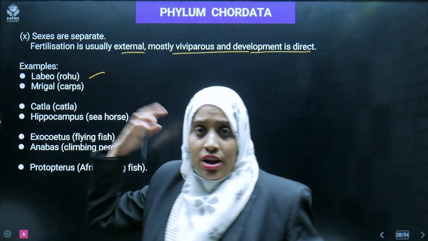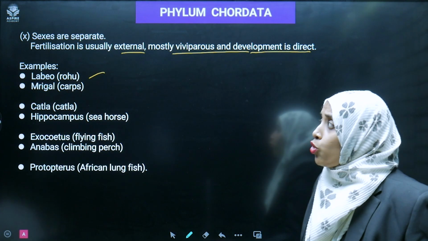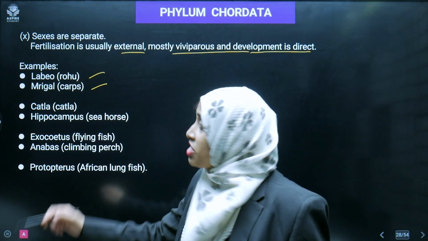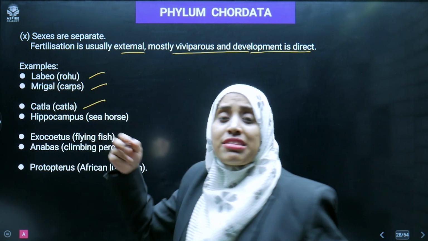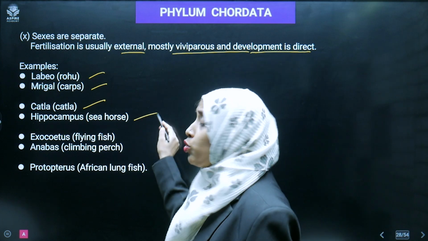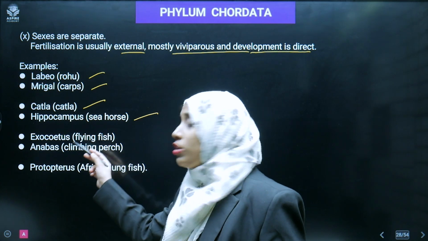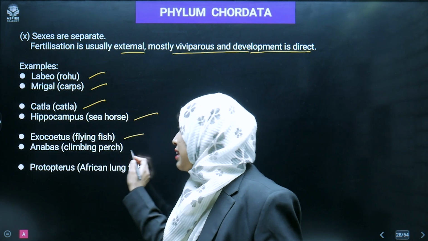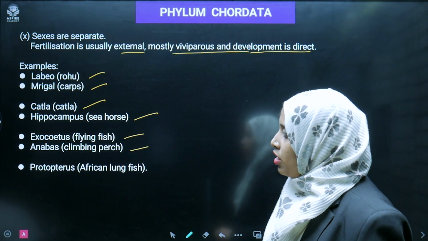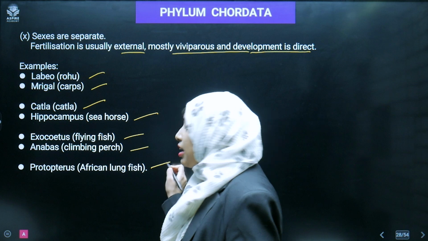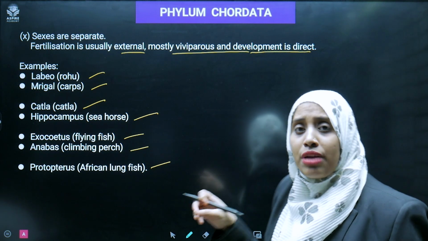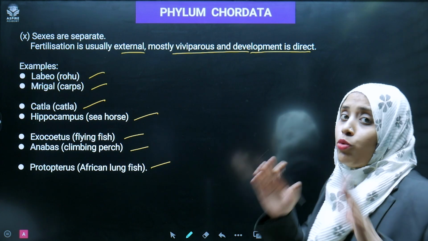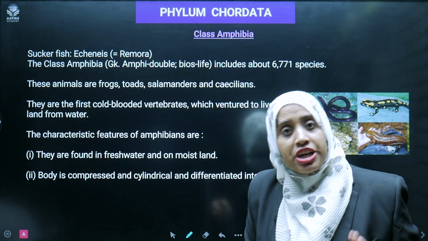Example क्या है? लेबियो रोहिता, that is रोहू, मृगाला. ठीक है. These are the fishes name. Bony fish है. Catla, hippocampus, that is seahorse, is also belonging to this bony fish. Exocetus, जिसका common name क्या है? Flying fish. Okay, anabus, climbing perch. Okay, Proteopterus, African lungfish. These all are bony fishes. Okay, I hope Chondrichthyes और Osteichthyes में आप differentiate कर सकते हो.